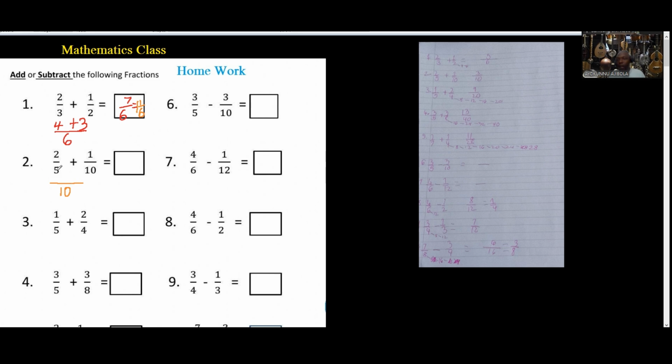Then we say, how many 5 is here? That's 2, right? Yes. Then 2 times the 2 at the top. That'll give us 4, right? Yes. Plus, how many 10 is in 10? 1. Then 1 times the 1 that's at the top. That's 1, right?